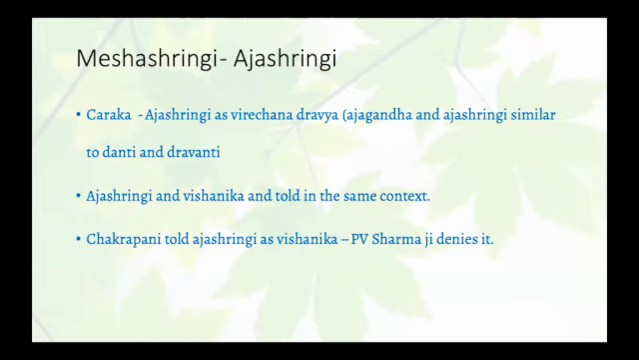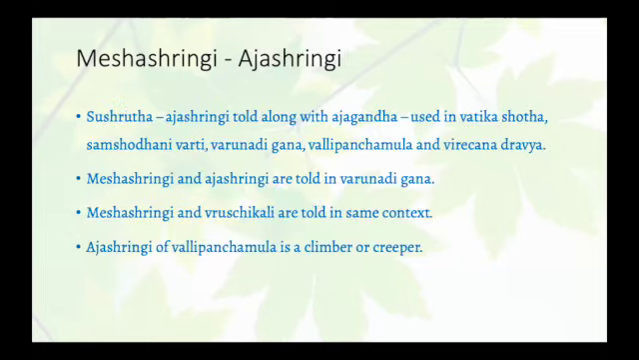Then to sum up, in Charaka, Ajashringi is mentioned as a Virechana Dravya. Ajagandha and Ajashringi are similar, and they are mentioned similar to Tanti and Dravanti. Ajashringi and Vishanika are told in the same context, so maybe Ajashringi and Vishanika are two different Dravyas. Chakrapani in some context told Ajashringi as Vishanika, but as per P.V. Sharma ji, it is denied and he told that both may be separate dravyas.